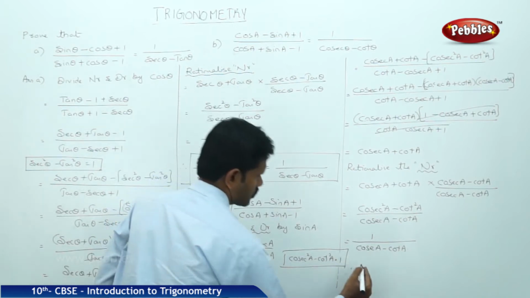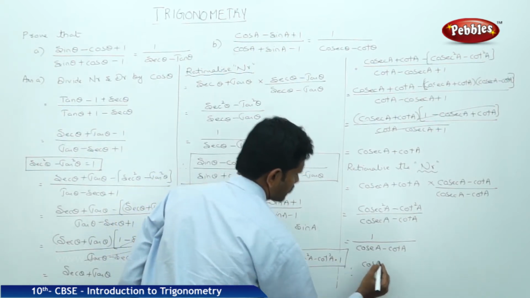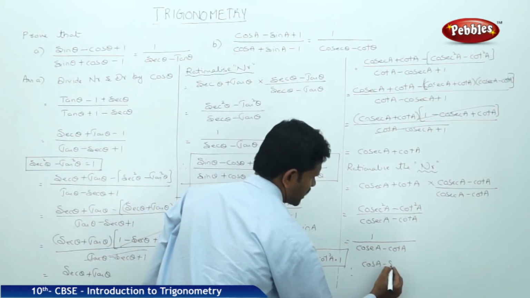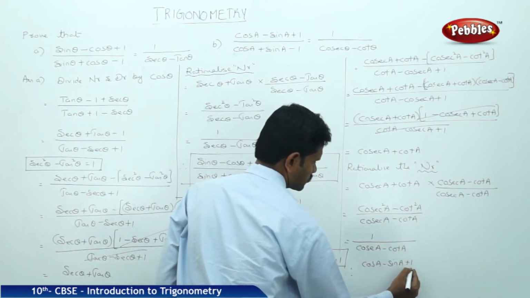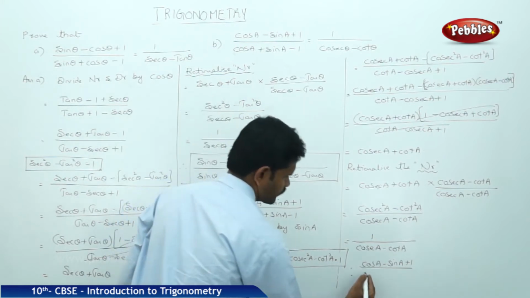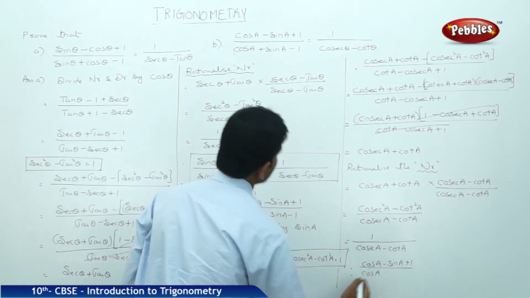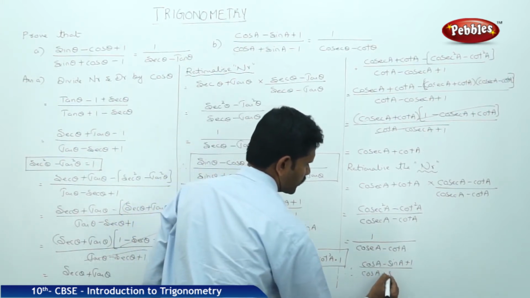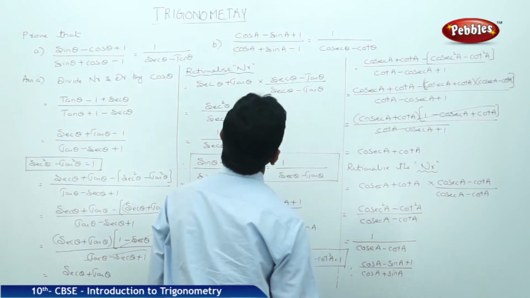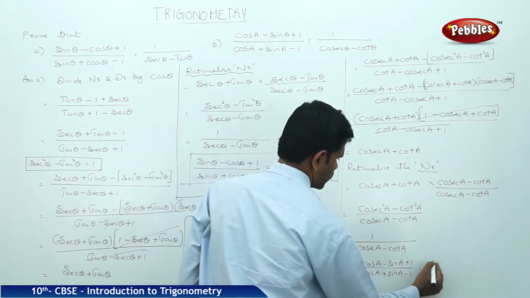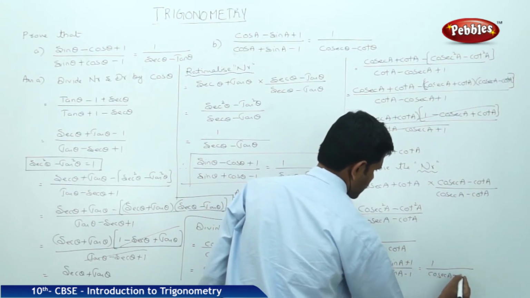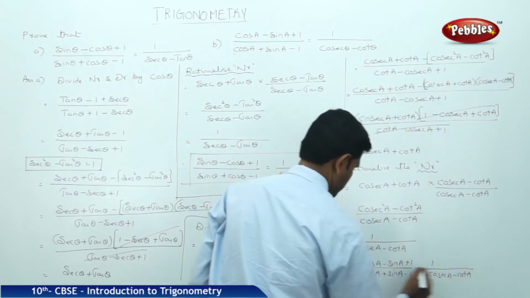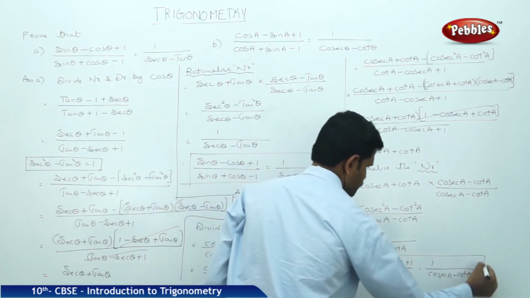Therefore cos A minus sin A plus 1 by cos A plus sin A minus 1 is equal to 1 by cosec A minus cot A, hence proved.